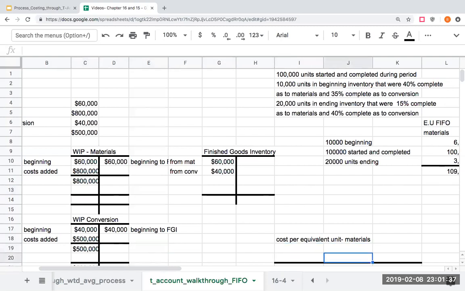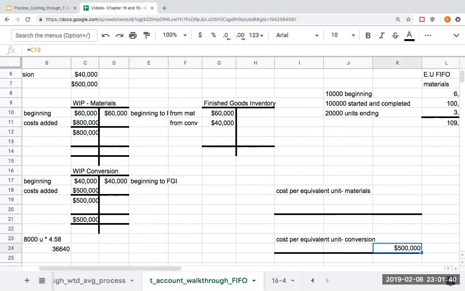Okay, so when it comes to the cost per equivalent unit for materials, I'm going to say my cost per equivalent unit for materials is my costs added divided by my equivalent units for materials under FIFO. So my costs added here are 800,000.